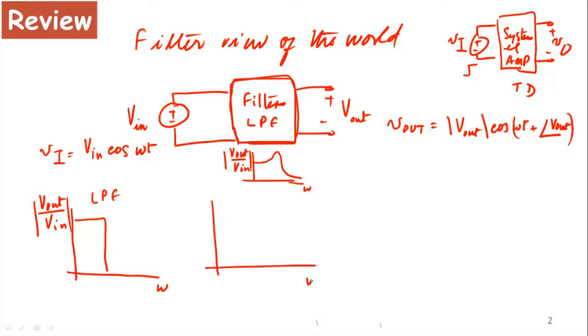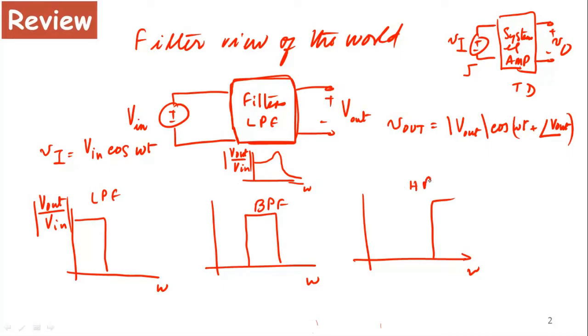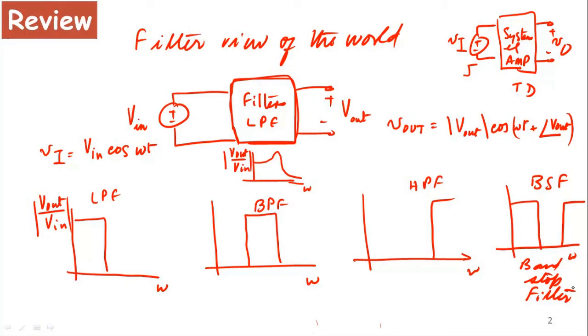I could have another example with again V_out divided by V_in, and in this case a transfer function that looked like this. This would be a band pass filter. Another example would be something like this, which would be a high pass filter. There are other examples. We saw one more example that looked like this, and this was a band stop filter. In this kind of filter, it would let through everything except for the signals in a given frequency range.